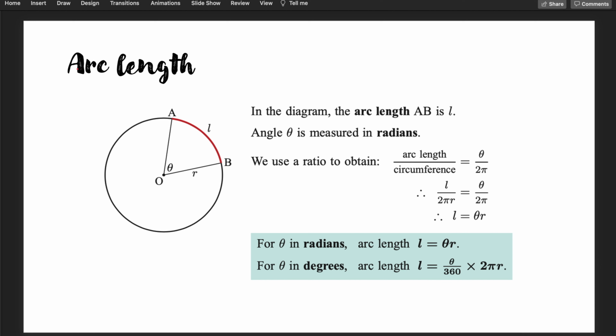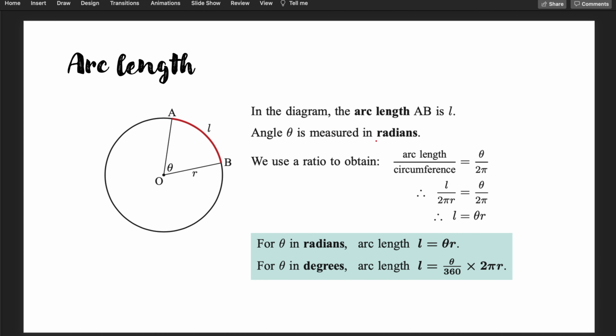Let's move on to the arc length. Okay, so we know what an arc is, but how do we find the length of the arc? Let's just look at this diagram first. In the diagram, the arc length AB is L, and the angle is measured in radians.